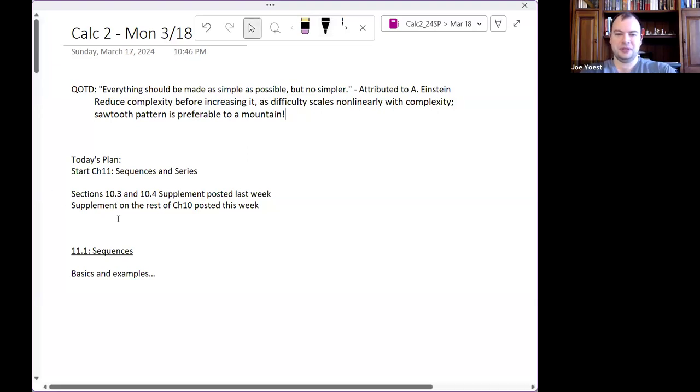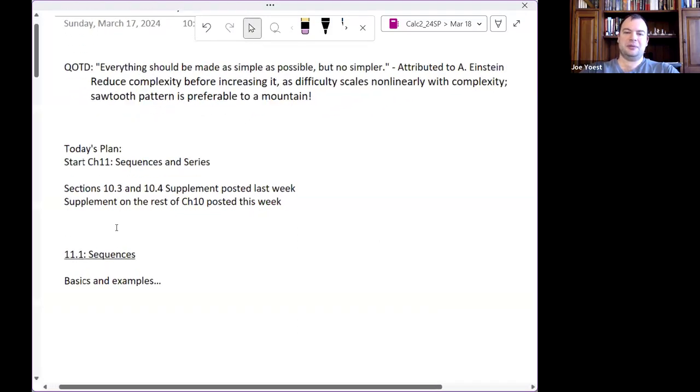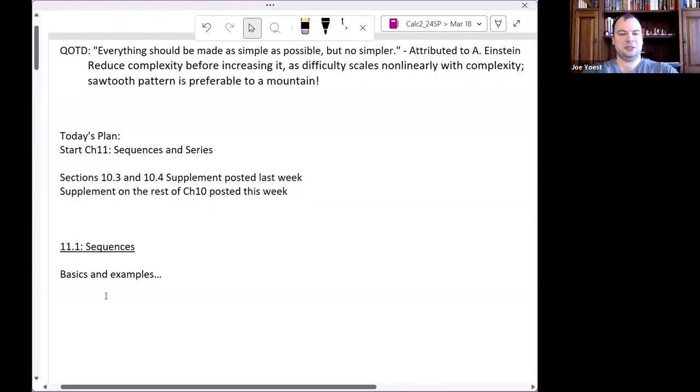Okay, but again, we're going to start on chapter 11, and we're going to see that we're moving into a chapter that is fairly technical and fairly complex, specifically when we get to 11.2 and the rest of chapter 11. But we're going to start with sequences, and this is going to provide the foundation for really our whole discussion of chapter 11.